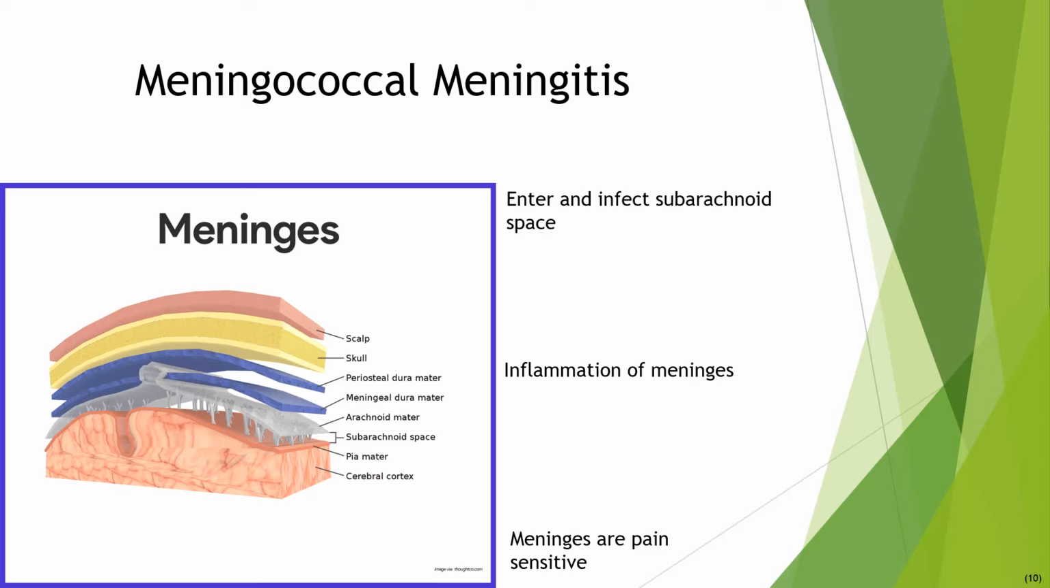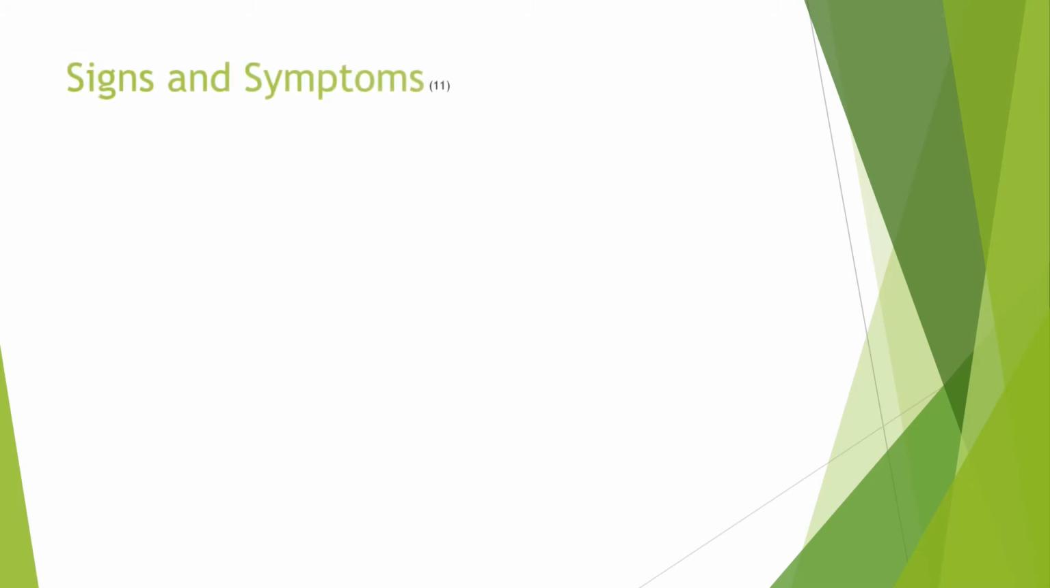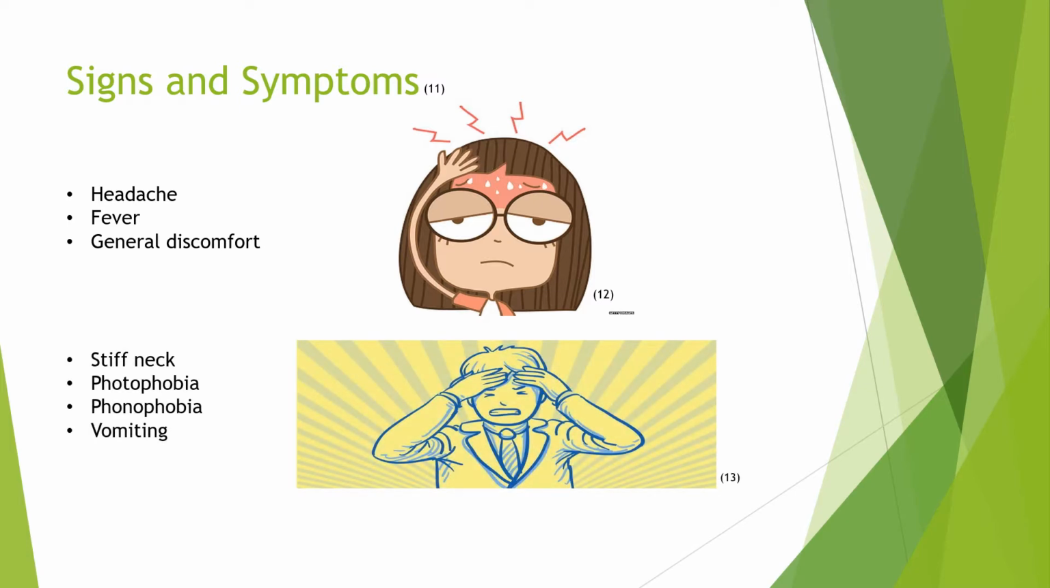If you have meningococcal meningitis, at first, you will have a headache, fever, and general discomfort. Like I said, very flu-like symptoms. Easy to get them confused. Next, you'll have a stiff neck, photophobia, and phonophobia, which means extreme sensitivity to light and sound respectively, and you feel nauseous, you'll vomit.